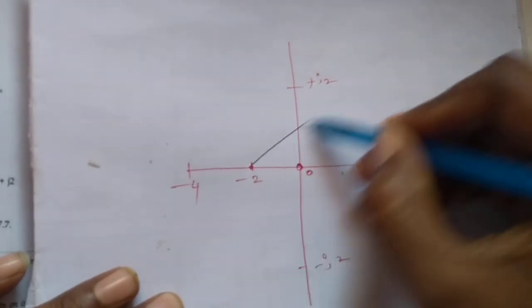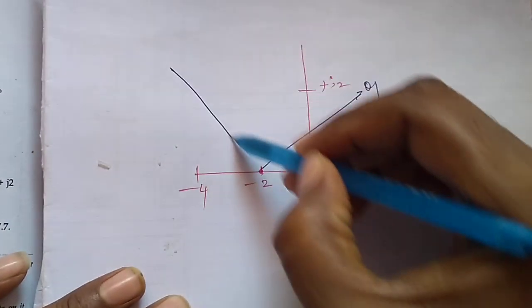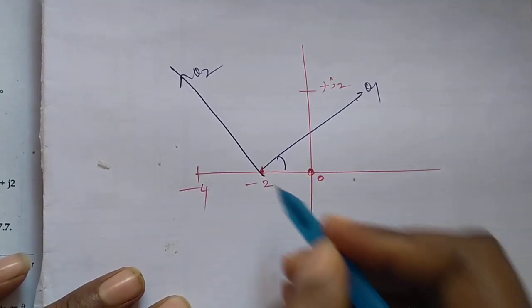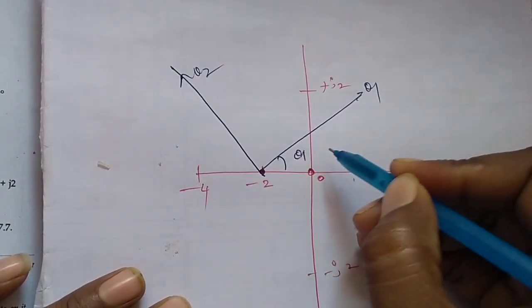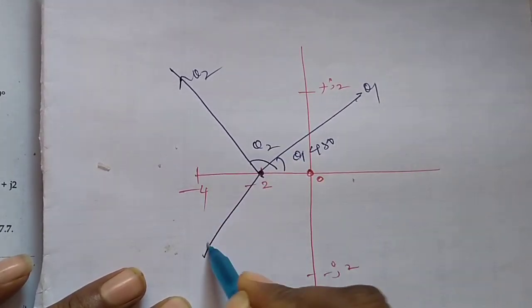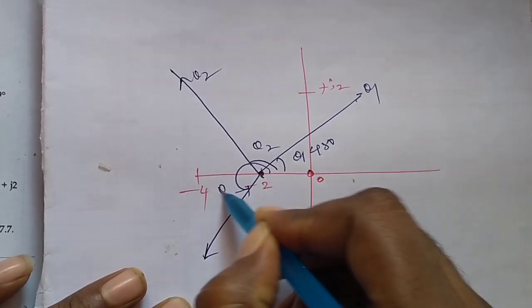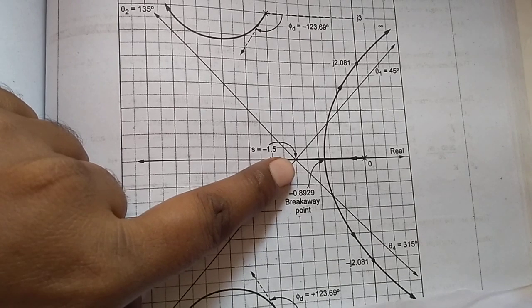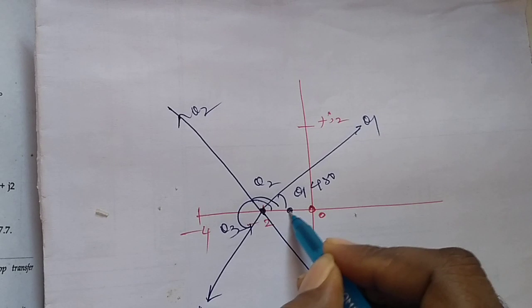So we can mark the centroid and draw the angles, that is theta 1, that is theta 2. Take the protractor, consider this as the centroid, draw the angle. Theta 1 is 45 degree, then theta 2, then theta 3, then theta 4. Okay, so that will be done here. Just look at the graph. Then you have to mark the breakaway points.